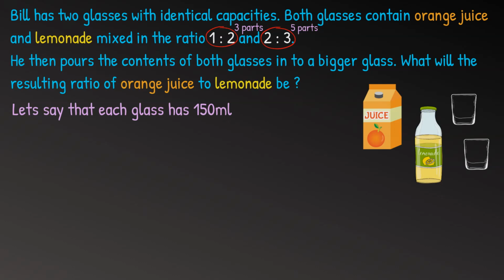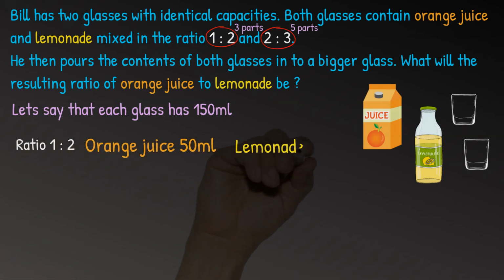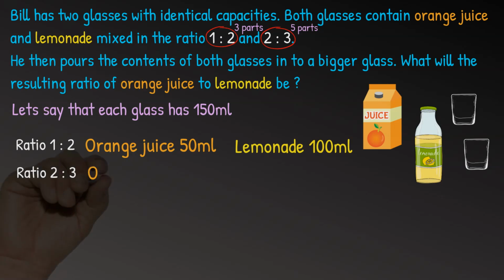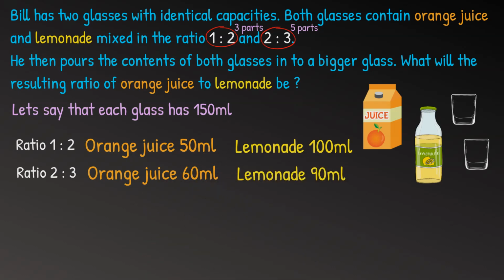So in the first glass, with a ratio of 1 to 2, there are 3 parts, and 150 divided by 3 is 50, so each part is 50 millilitres. So there's going to be 1 part of orange juice, 50 millilitres, and 2 parts of lemonade, which is 100 millilitres. Now the ratio of the second glass is 2 to 3, so there are 5 parts, and 150 divided by 5 gives us 30 millilitres. So the orange juice is 2 parts, and 2 times 30 is 60 millilitres, and the lemonade is 3 parts, which is 3 times 30, so it's 90 millilitres.